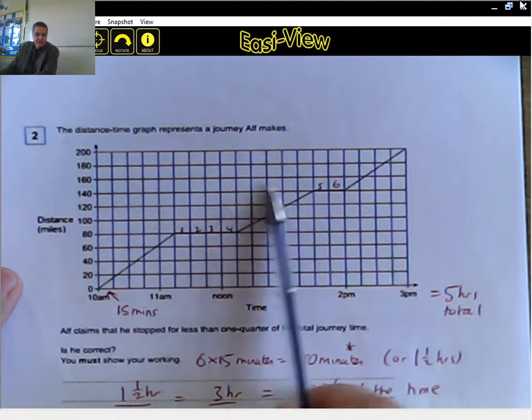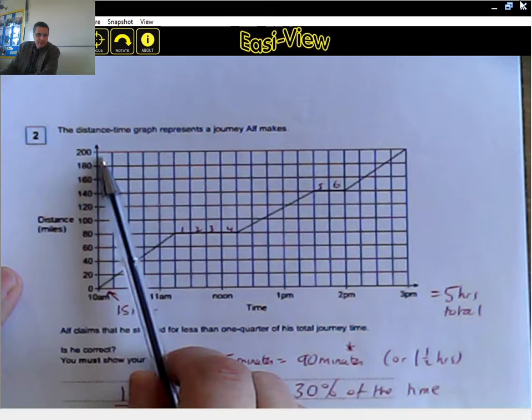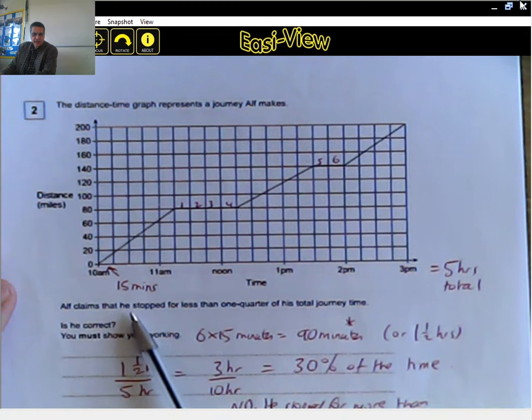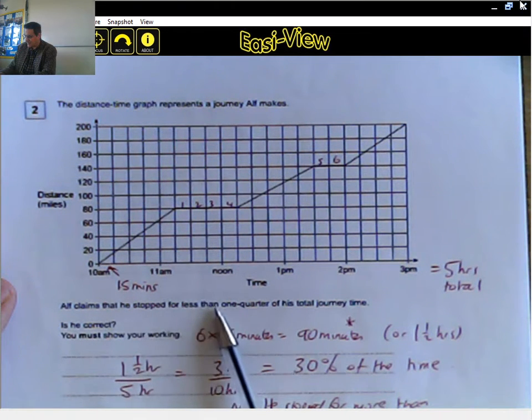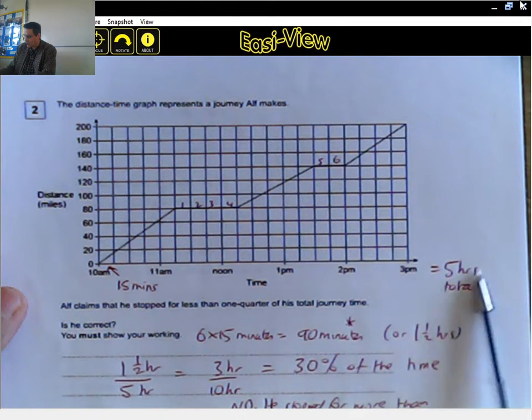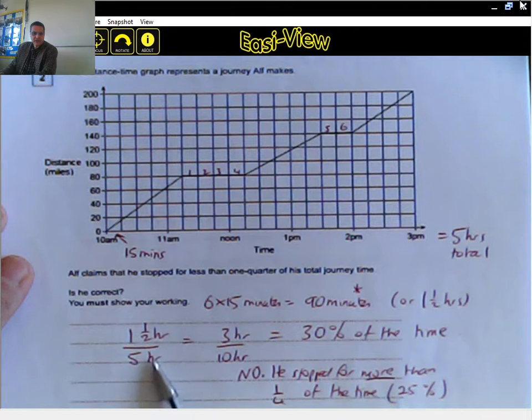And how far did he go? He's gone 200 miles. It's quite a journey, that, in 5 hours. Okay, I suppose that's right. Alf claims that he stopped for less than a quarter of his journey time. So a quarter of the journey time. Well, a quarter of 5 hours, if you don't use a calculator, is 1.5 divided by 5.